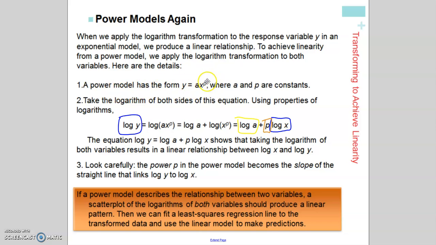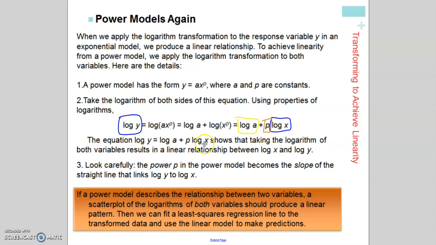So if the power model has this form, and A and P are constants, then what you can do is take the logarithm of each side and you get this. Now, using the rules of logarithms, you can separate this out into log of A plus log of x to the power of P, and then using another rule of logarithms, you can bring that P down in front. Log of A is a constant, P is also a constant, so you can imagine this is like the y-intercept and this is like the slope, and then you've got log of y equals log of A plus P times log of x.